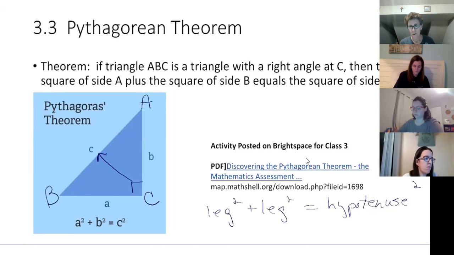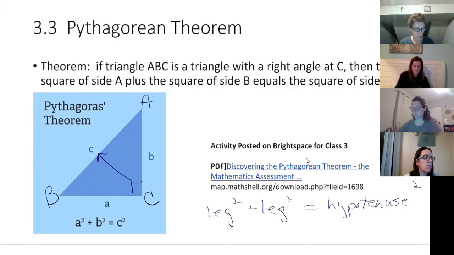So that is the way that math people use their letters on triangles. The capital letters are always the vertices, the angles, and the small letter opposite it is always going to be a side. Okay, so that pairing is very helpful for them to understand.